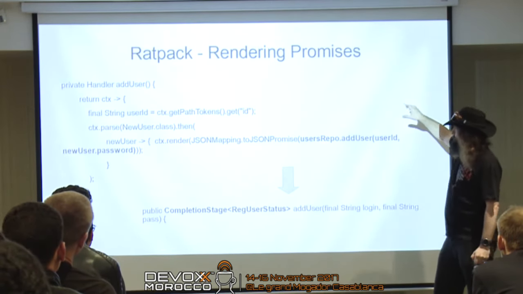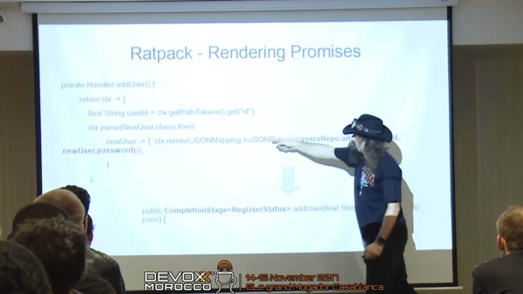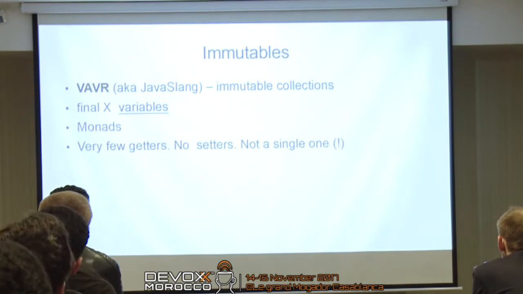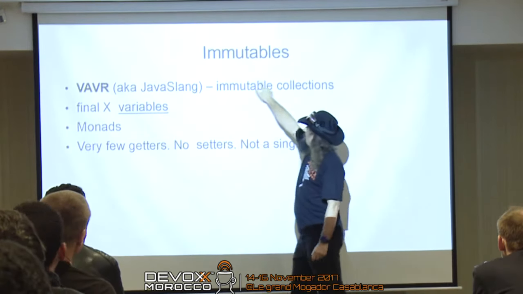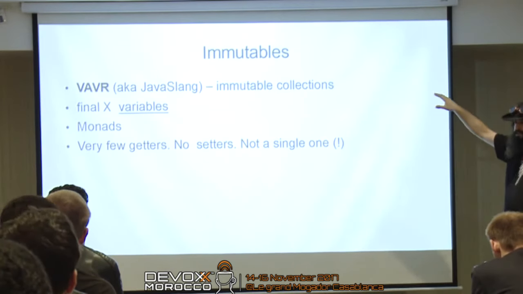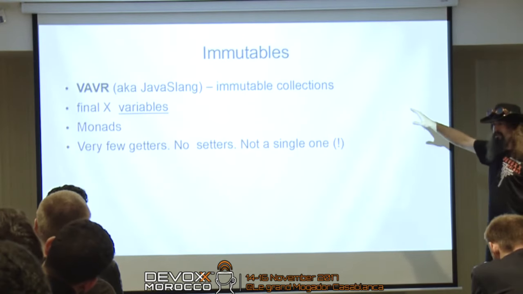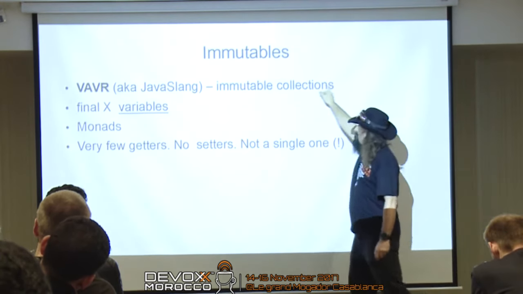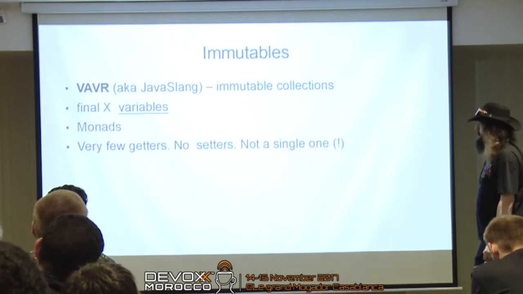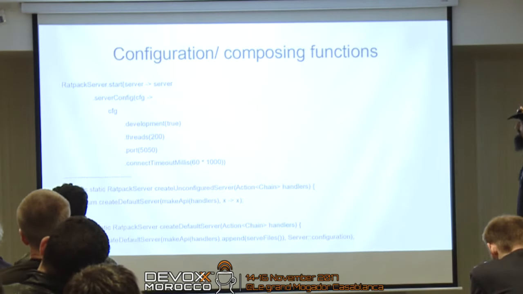Just remember, Ratpack is all about giving promises. So you don't render the result like a string or whatever. You render mostly a promise of something, like a future. It's very easy to do JSON. I perfectly like working with all immutables. The cool part is that the implementation you see almost always uses immutable objects. Everything is like final values. The only part that is mutable is in fact the database. So all final variables and monads and everything. If you want to know more, there's a great talk from Mario Fusco on RxJava, and it's explained.